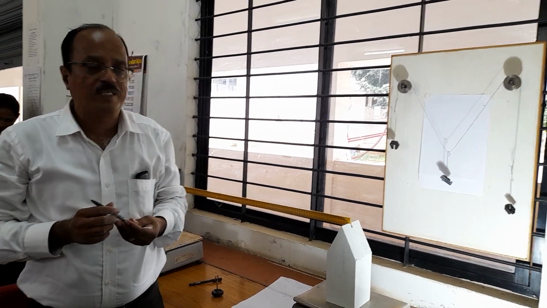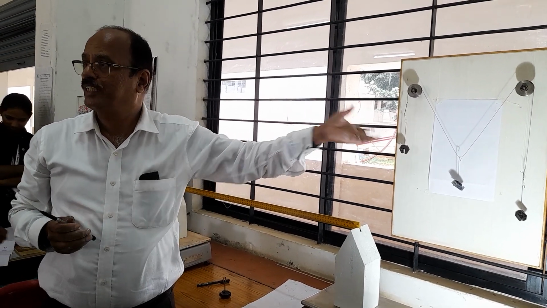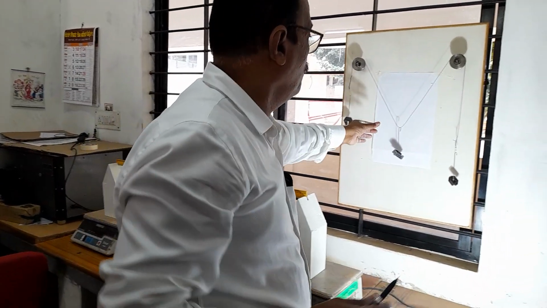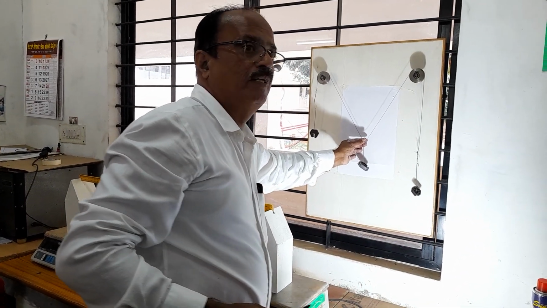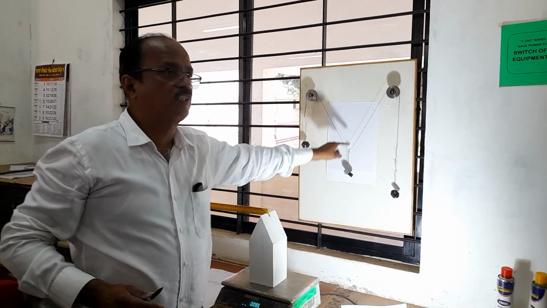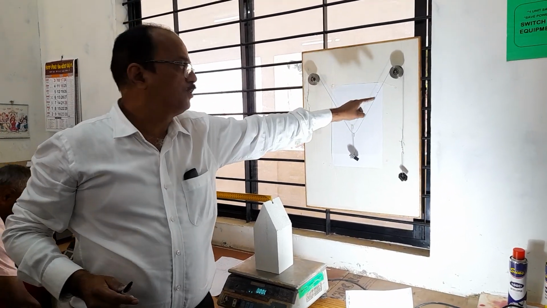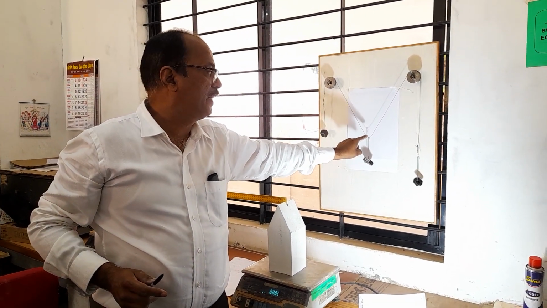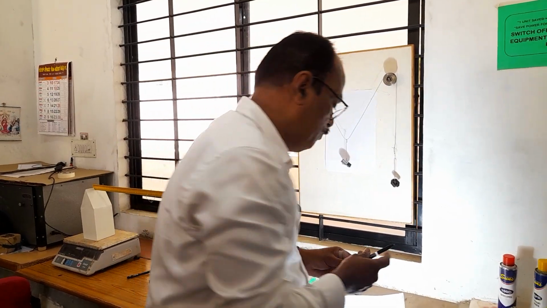Now, to apply Lami's theorem and check it experimentally, what we are going to do is mark this particular point. This is the point of concurrency, where the lines of action of the 3 forces meet. In equilibrium, they actually meet at this particular point. Now, how to mark it?